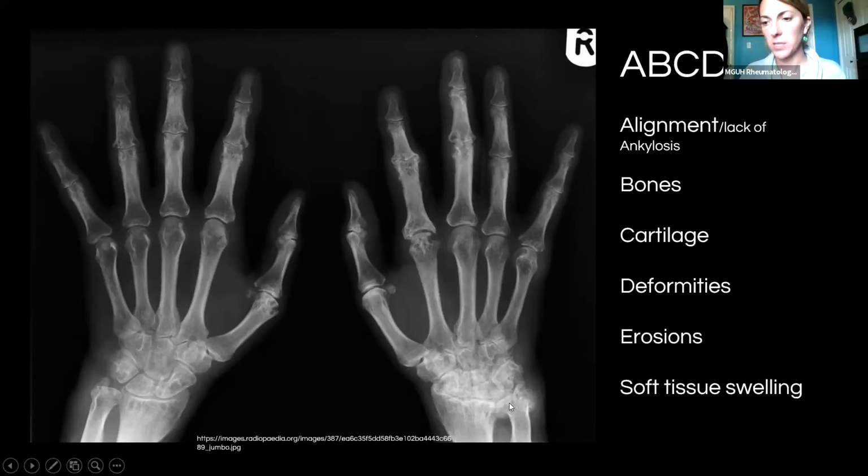Okay, any questions about these radiographs? Soft tissue swelling as well. It doesn't project very well in this image, but sometimes you can even see that the soft tissue is puffed out around these joints. That's not specific for RA, of course, but the presence of this type of erosion is a pretty slam dunk for rheumatoid arthritis. All right, questions.